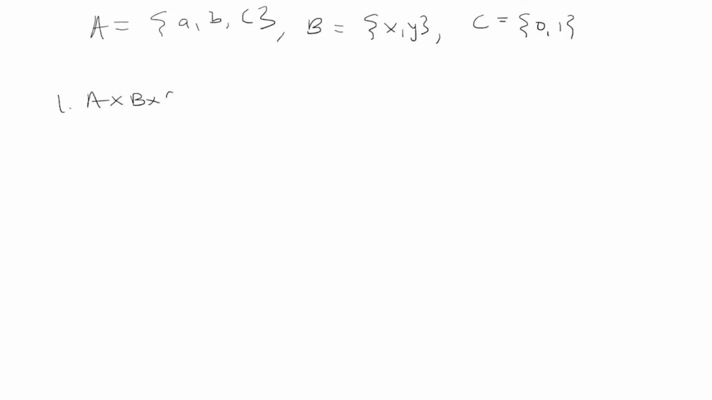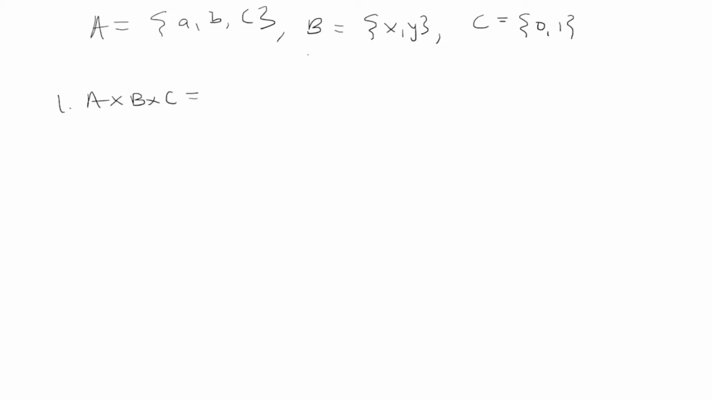Let A be the set that contains A, B, and C, and let B be the set that contains X and Y, and let C be the set that contains 0 and 1. Okay, first we want to find A cross B cross C.